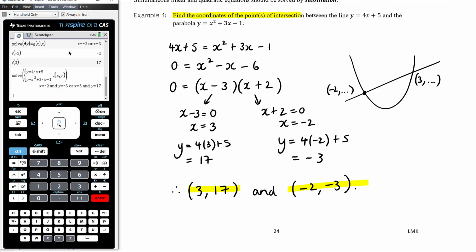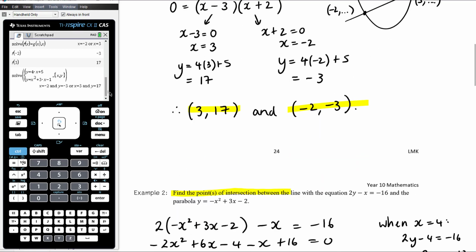So x equals -2 and y equals -3. The 'and' tells you that's one of the points, so (-2, -3) is a point. Or x equals 3 and y equals 17, so (3, 17) is the other point. So don't jumble up the x and y coordinates, it's really explicit about how they combine together. x equals -2 and y equals -3, that's a point. Or another solution is x equals 3 and y equals 17, that's a point. Okay, so lots of different ways that you can find points of intersection with your CAS.